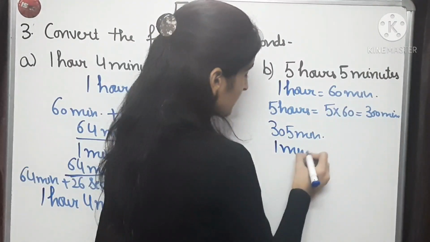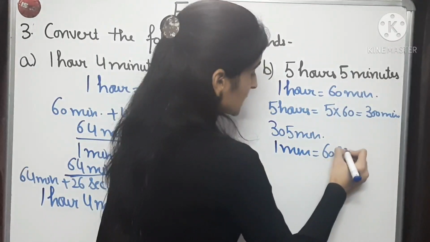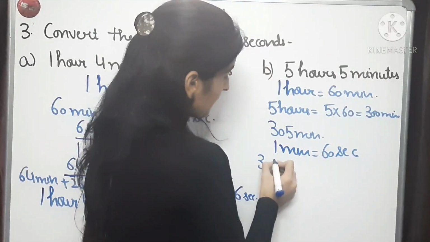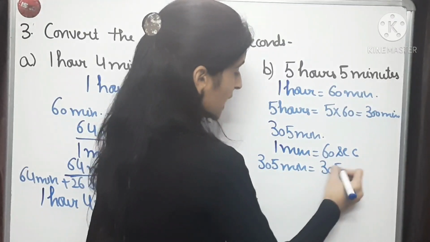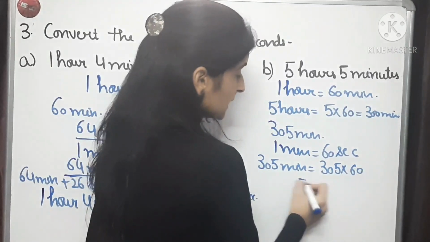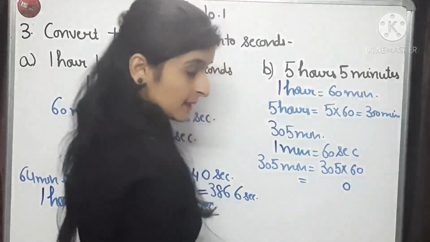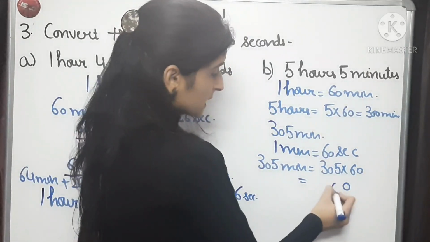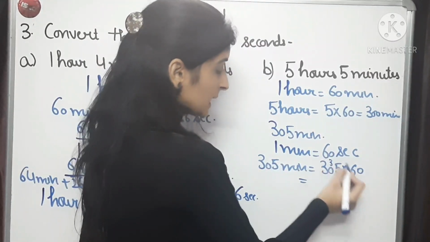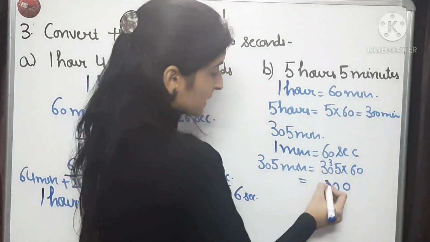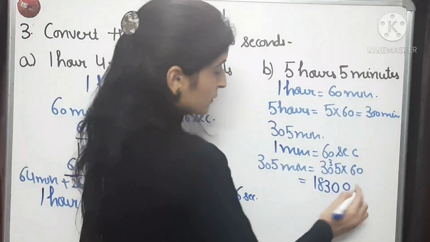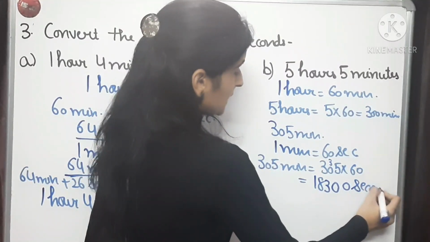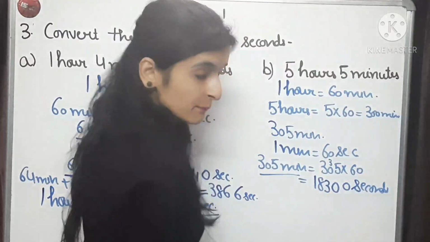Now we have to convert these 305 minutes to seconds. If 1 minute is equal to 60 seconds, then 305 minutes will be equal to 305 multiplied by 60. So first of all, we are going to put 0. Then 6 5s are 30. 3 carry. 6 zeros are 0. 0 plus 3 is 3. And 6 3s are 18. So 18,300 seconds are there in 305 minutes.